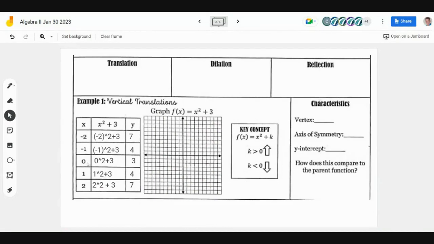So we have our points: negative 2, 7; negative 1, 4; 0, 3; 1, 4; and 2, 7. So let's start by graphing this 0, 3. 1, 2, 3. Let me make sure I attach the right, see if we can make that a bigger pin. There you go. And let's do it in red. So 0, 3, we'll make it right there.